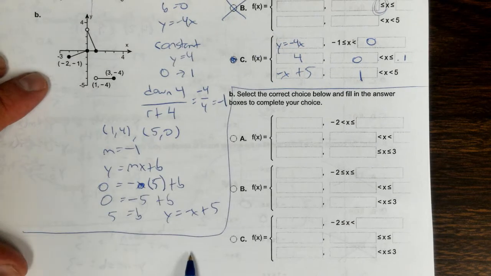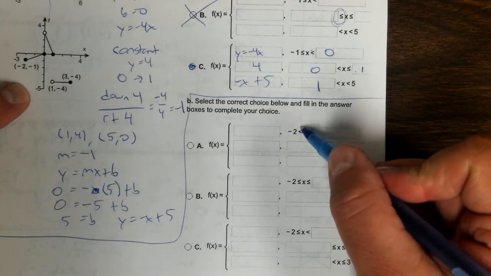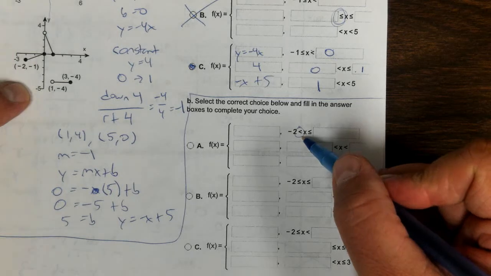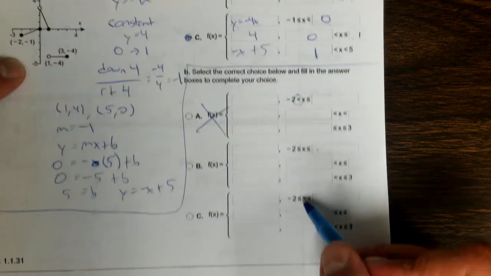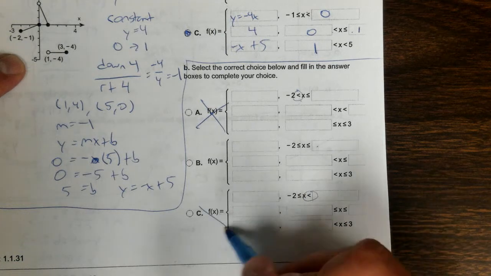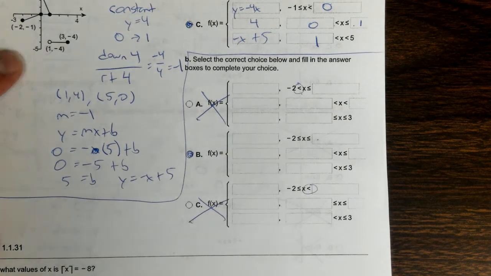Part B, this one you go solid, solid. So this one can't be it because that's a less than. This is solid, solid. This is solid, open. So it can't be C. So again, based on that, we know it has to be B.